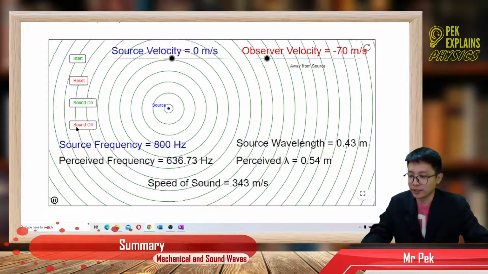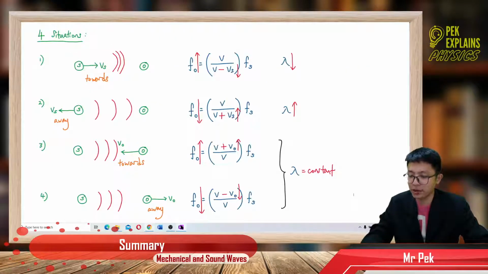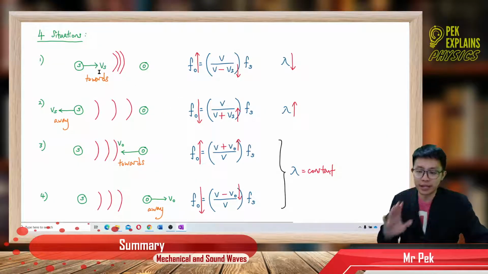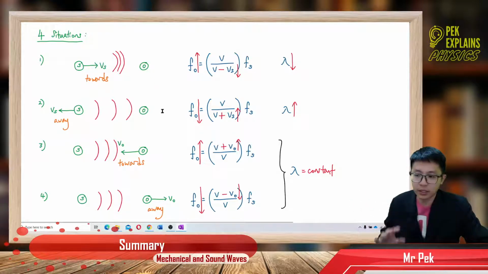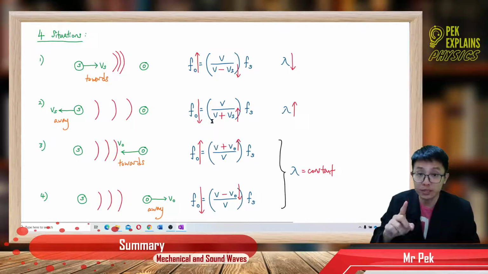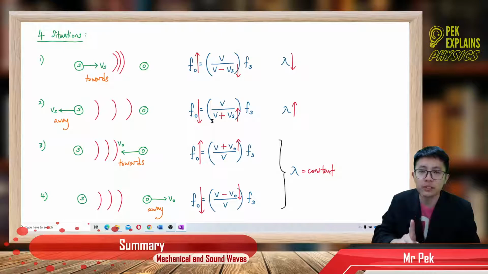Okay, so that's all for the animation. Now let's go back to the notes. In a nutshell, when the source is moving towards the observer or the observer is moving towards the source, the frequency always becomes higher. When the source is moving away or the observer is moving away, the frequency always becomes lower. So the keyword is moving towards. For either party, moving towards always generates higher frequency. Moving away, no matter who is moving away, always generates lower frequency.